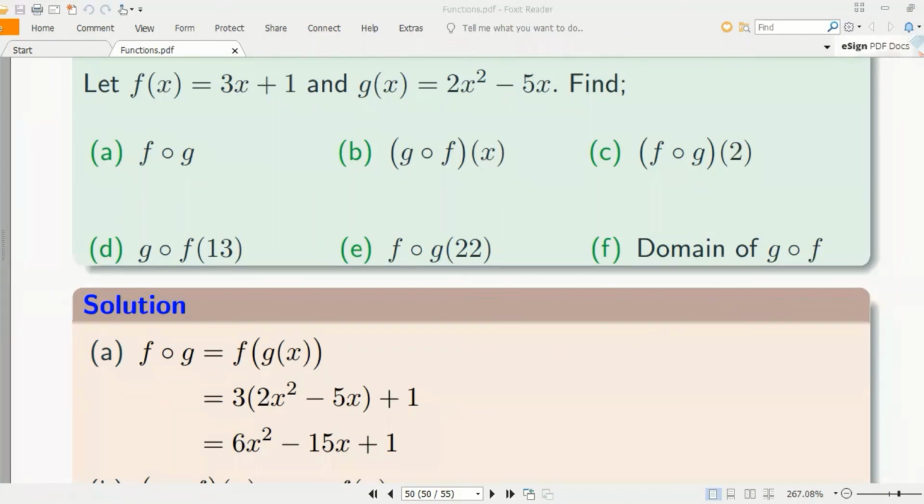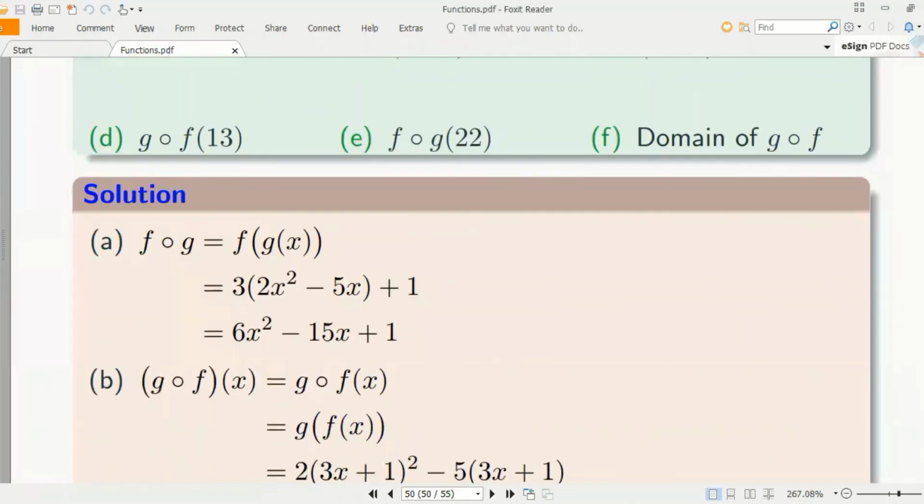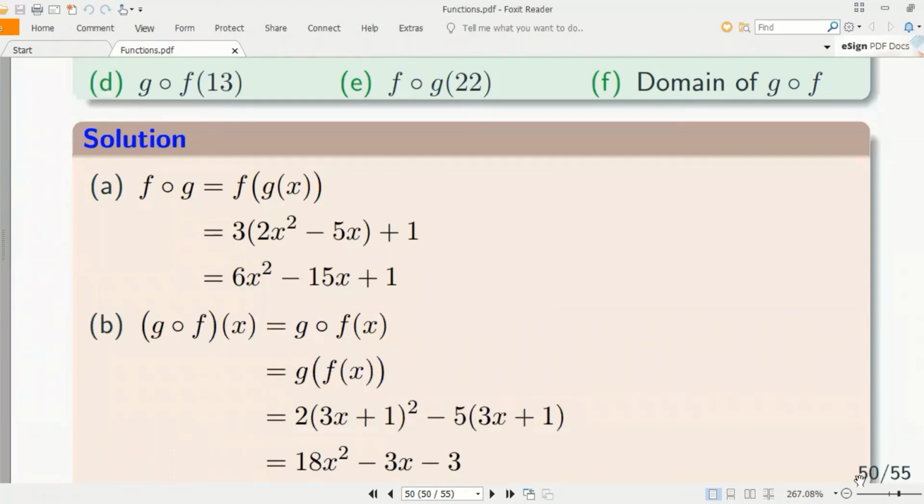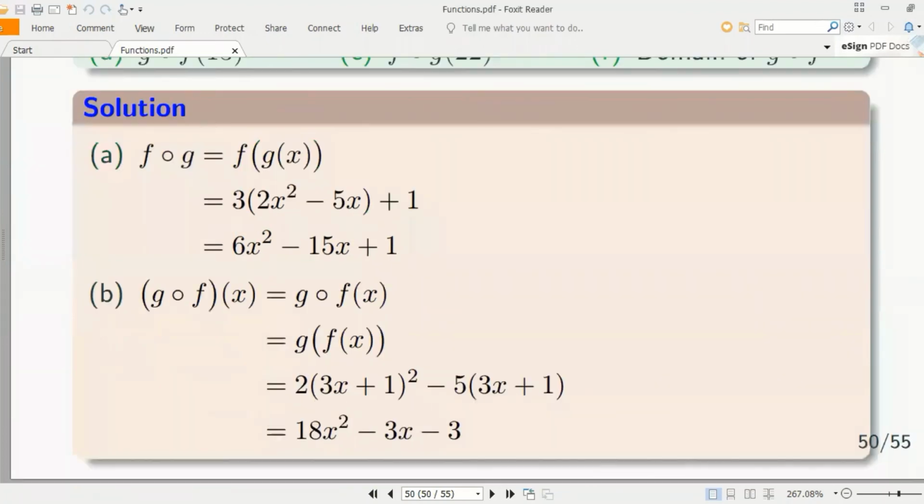Let me show what I did. It's the same thing. I've done the same thing. Just showing you that this is the same as that, also the same as this, and then I proceed.